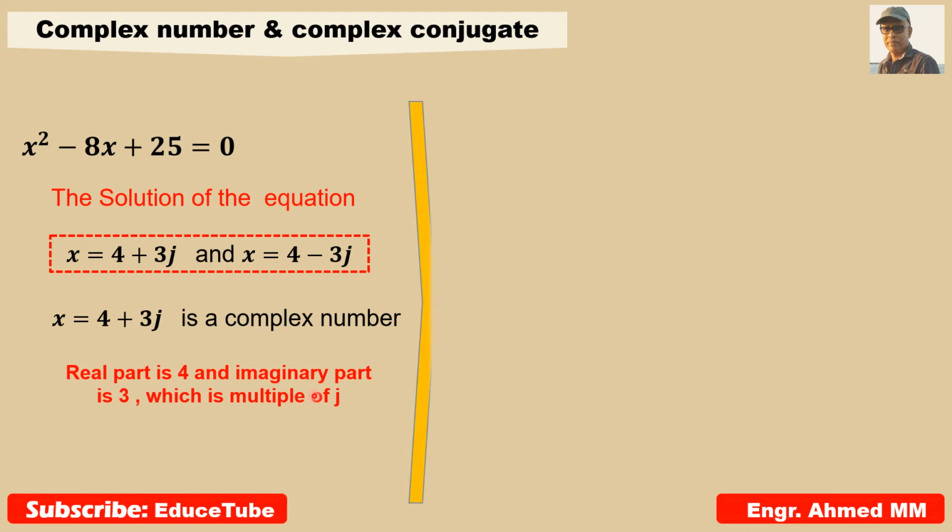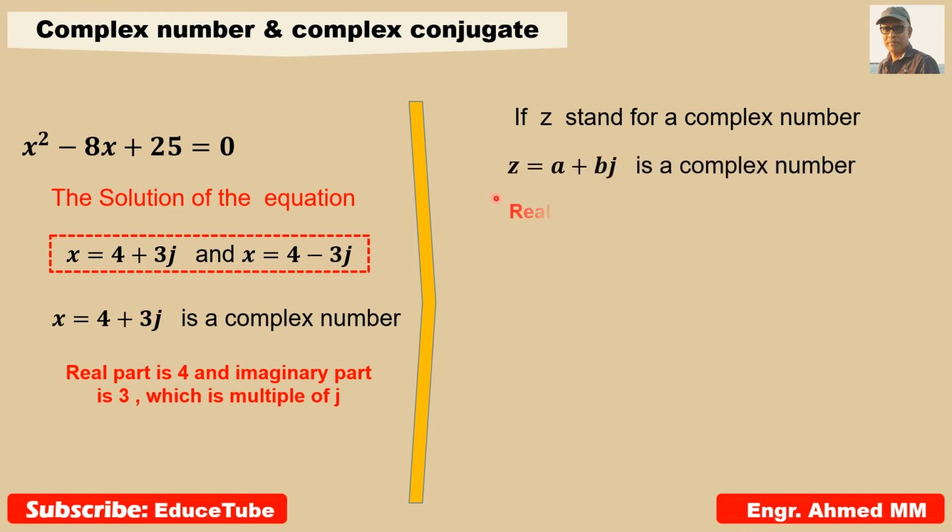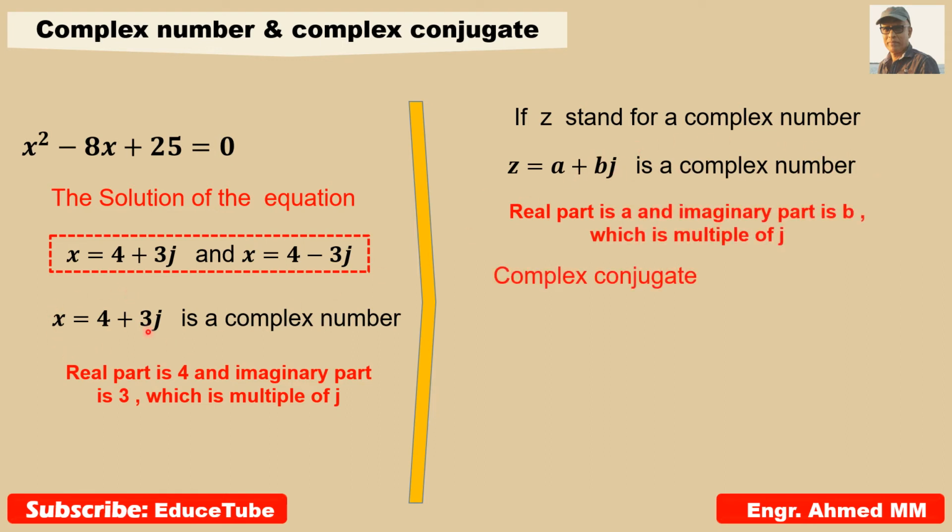Now we want to get a complex number, this root, in general terms. Say z stands for a complex number, so what can you write? a plus bj is a complex number. Same thing, but this is the generalized form. Here the real part is a, and the imaginary part is b, which is a multiple of j.